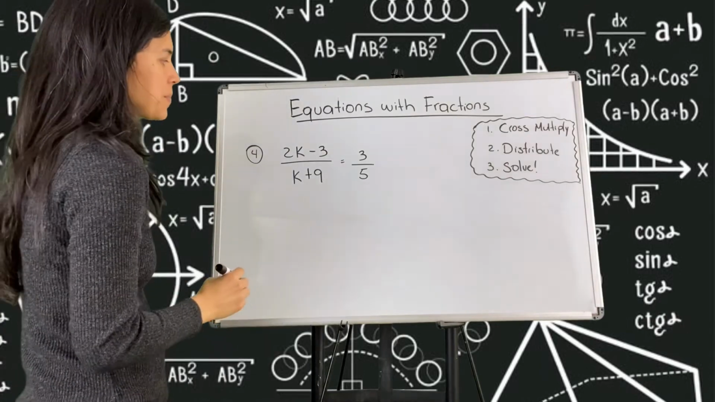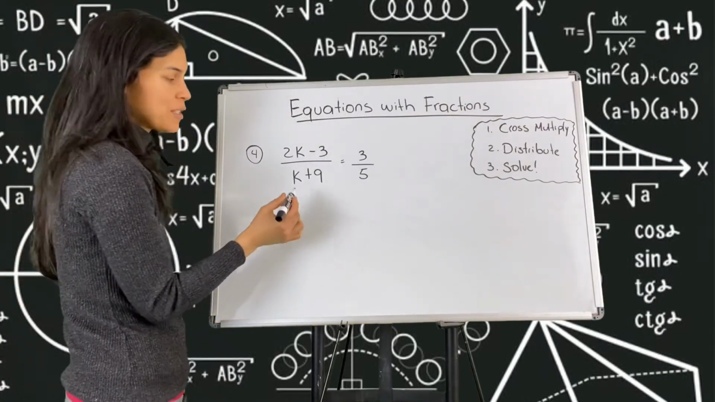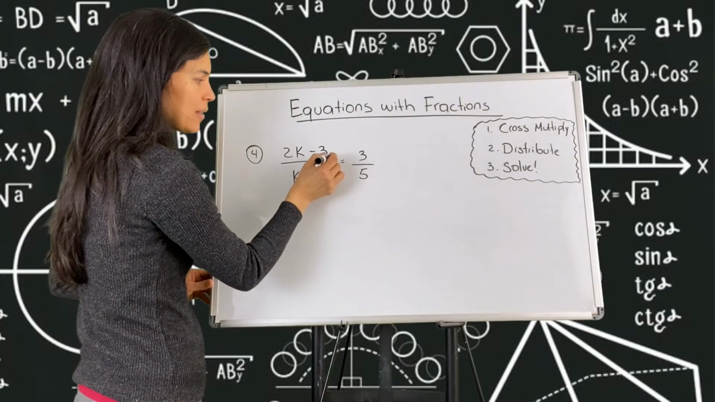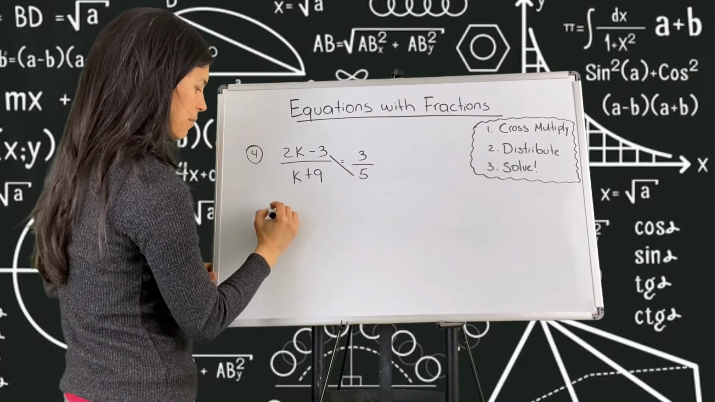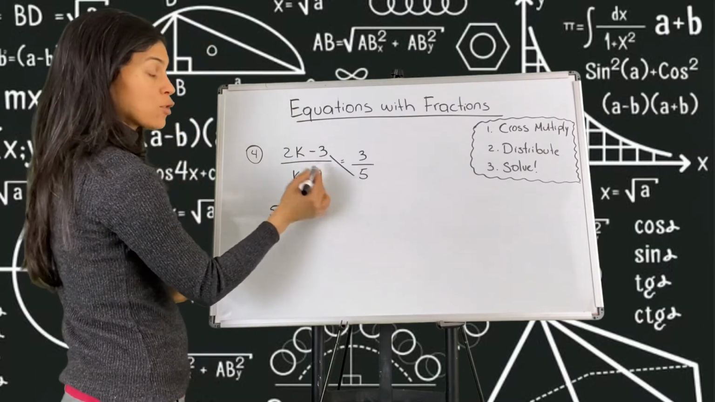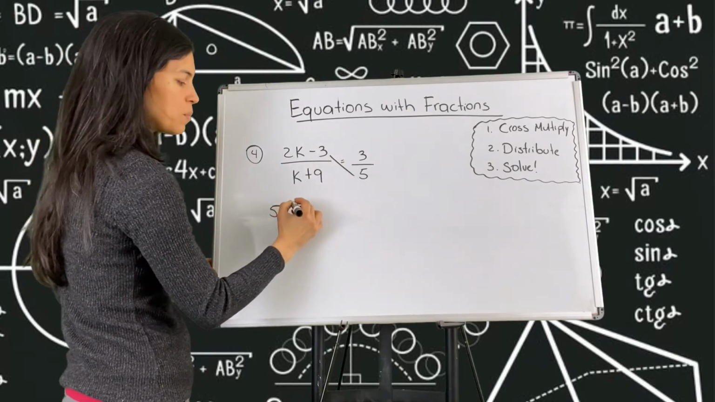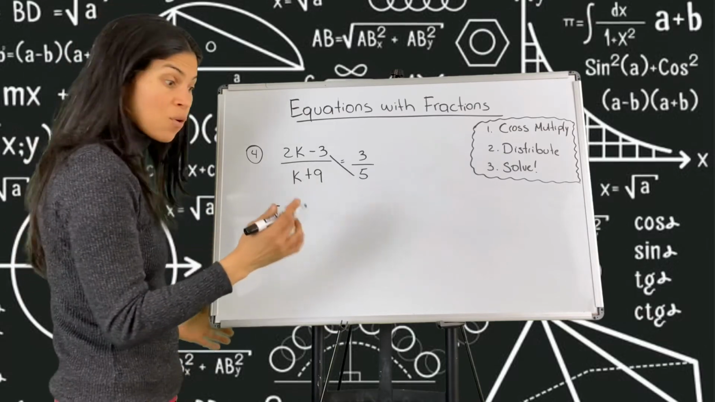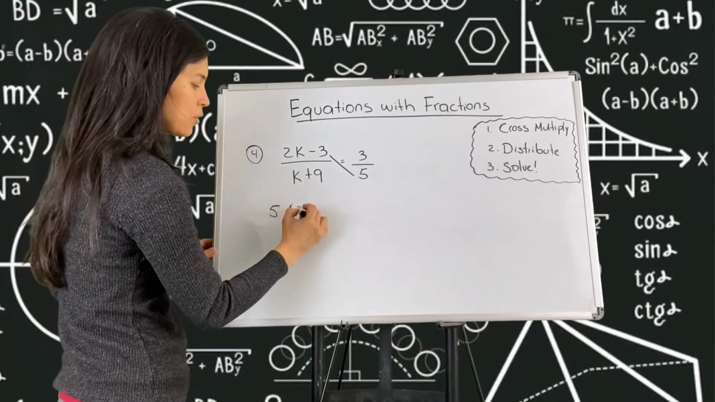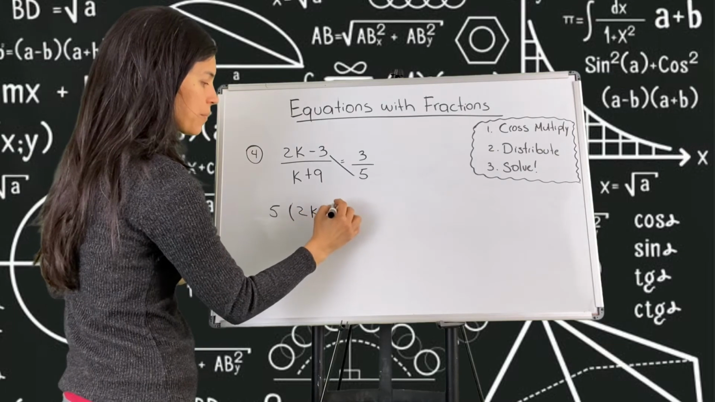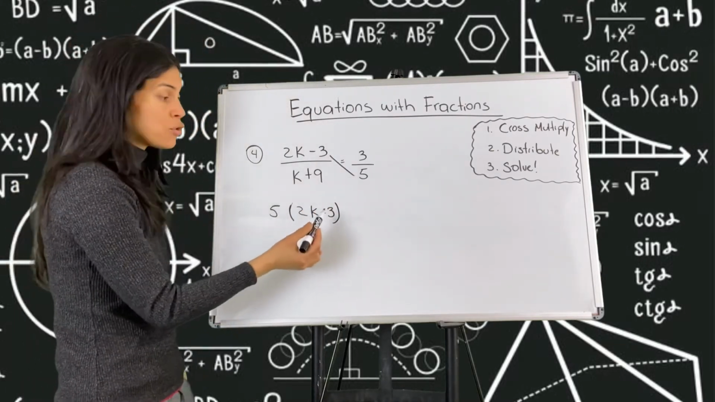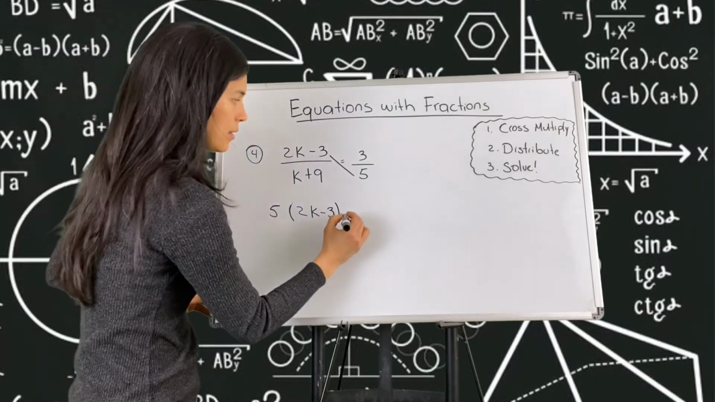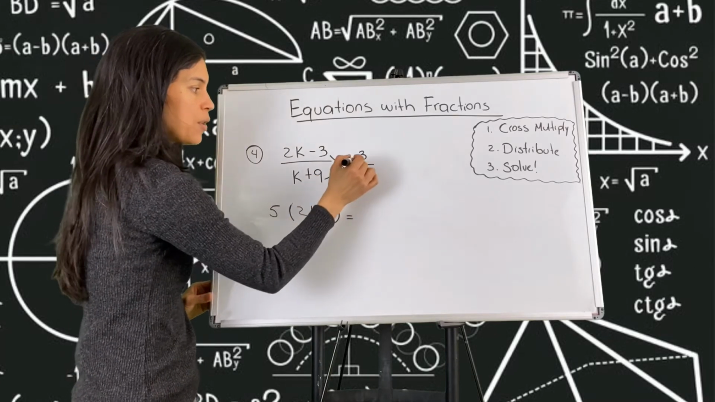Number 4, doesn't matter which side I multiply first because both have a variable, both have the k. So let me multiply these 2. Let's multiply the 5. And the 5 is going to multiply the whole term. So I'm going to open a parenthesis. For me, it's better to see it in parentheses, so I know I'm going to multiply the whole term. The 2k minus 3. If I don't put the parentheses, I may just multiply the 5 times 2k and forget about the 3. And this is equal to, let's do the same for the other side.